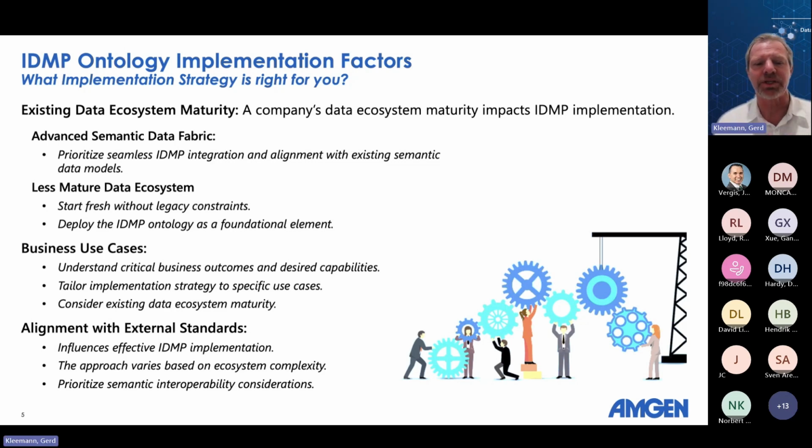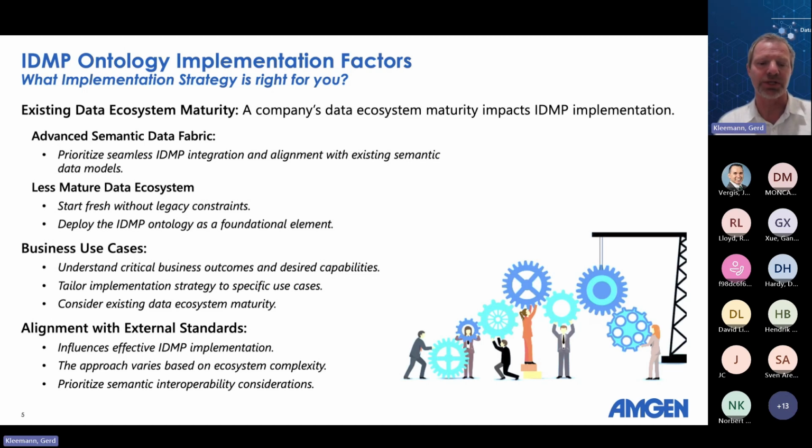The second dependency is the understanding of business use cases. From a business use case perspective, it is critical to understand what the critical business outcomes are and what kind of capabilities are desired. The implementation strategy must be tailored to specific use cases, and as mentioned, taking into account the maturity level of the existing data ecosystem.